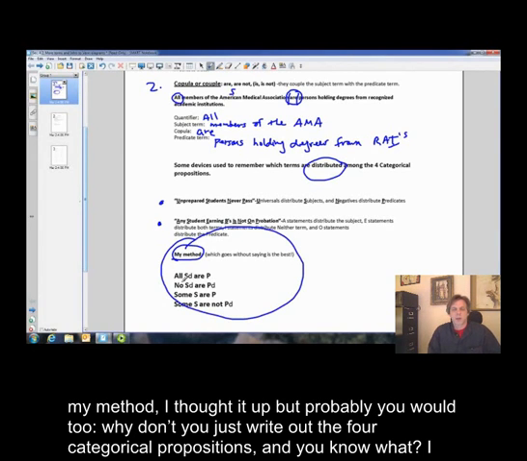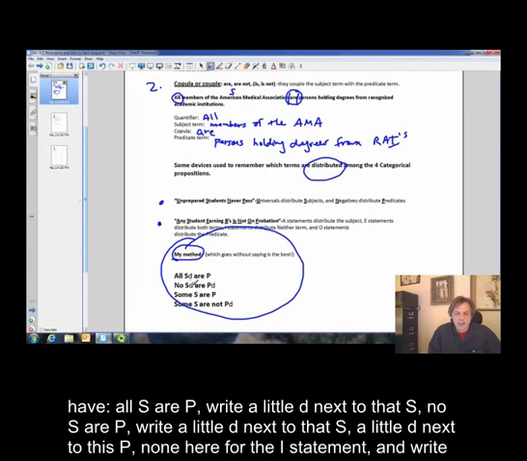Why don't you just write out the 4 categorical propositions, and you know what? I have all S or P. Write a little D next to that S. No S or P. Write a little D next to that S. A little D next to this predicate, the P standing for the predicate class. None here for the I statement. And write a D here.